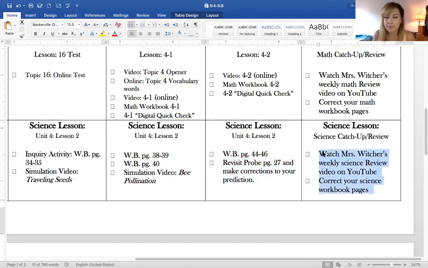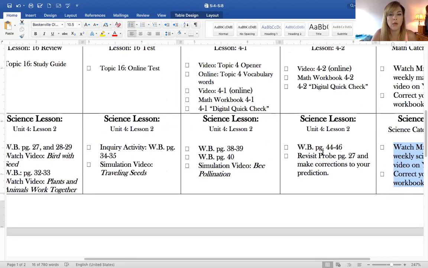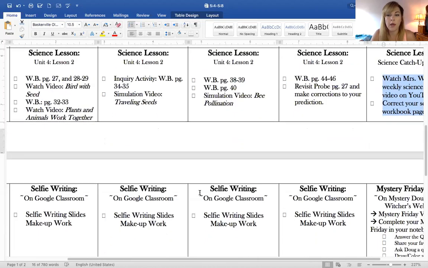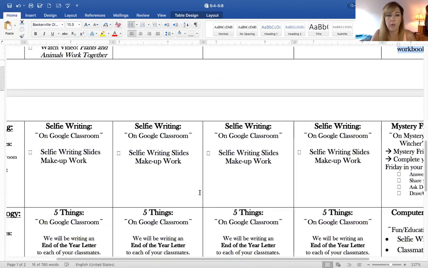And then on Friday, I will be posting my science weekly review on the YouTube channel where I am correcting the workbook pages with you. So you would take out a red pen and correct it with me. Okay. So hopefully you guys wrote that in. I will also post this digital copy online so you can also write it in and check it that way.